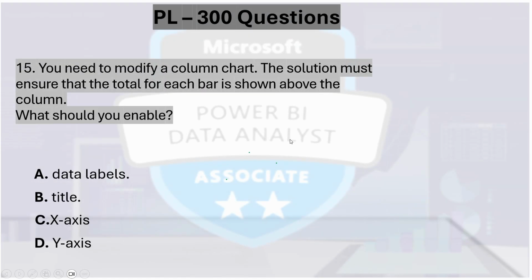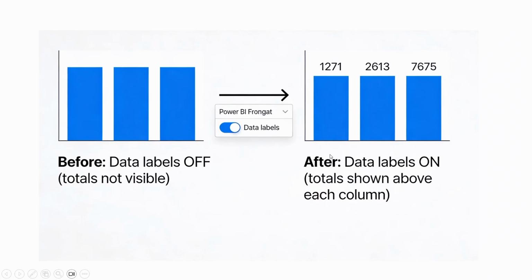Now question number 15. You need to modify a column chart. The solution must ensure that the total for each bar is shown above the column. What should you enable? So suppose you have a table and we have to show a bar chart, with totals above the column. So we have to enable some setting. Is it title, X axis, Y axis? No, it's not those, but data labels. If you enable this, you can see the totals above the columns. Okay, this way.